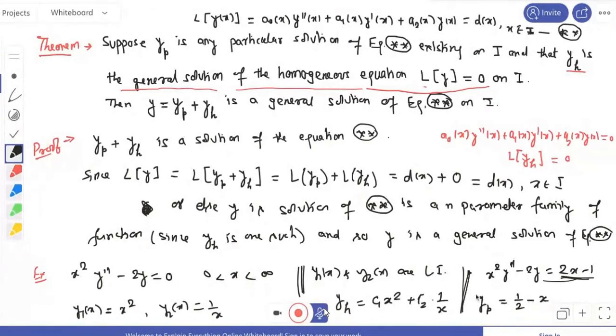OK, so this is your particular integral. We directly write that this is the homogeneous solution and this is the particular integral. Clear? So what will the general solution be? yh plus yp is the general solution of this given differential equation, because this yh is the homogeneous solution of this homogeneous differential equation.